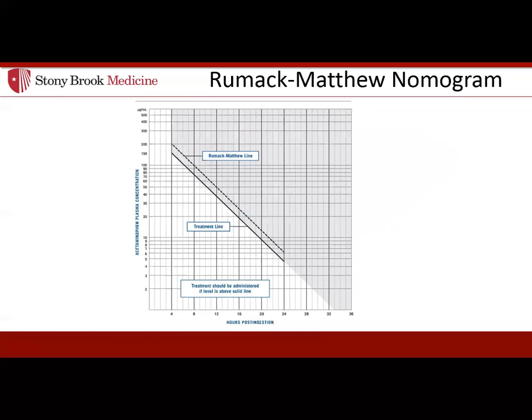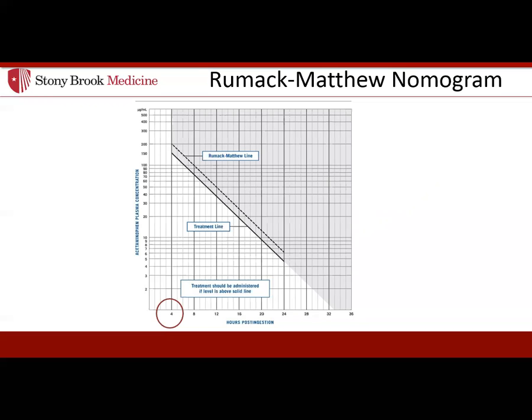So here we have the Rumack-Matthew nomogram, and it's used to interpret serum acetaminophen concentrations in relation to the time since ingestion. This will help to decide whether or not the antidote N-acetylcysteine is indicated and therefore reduce potential hepatotoxicity to the patient. To utilize this nomogram, you must know the number of hours post-ingestion, as well as the acetaminophen plasma concentration. It can only be used for 4 hours post-ingestion or longer. As you can see here, it just starts at 4 hours.